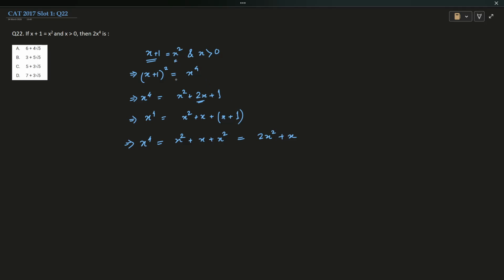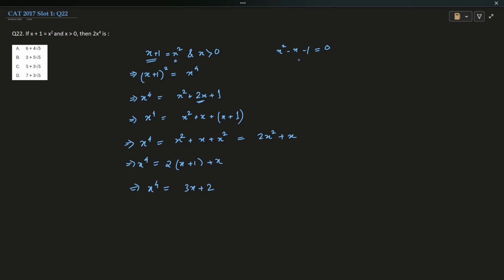But what is x square, guys? X square is basically x plus 1. I have 2 outside, plus x. So from here I get x to the power 4 is equal to 3x plus 2. Right? Now, guys, from the first equation I will get x square minus x minus 1 equal to 0.